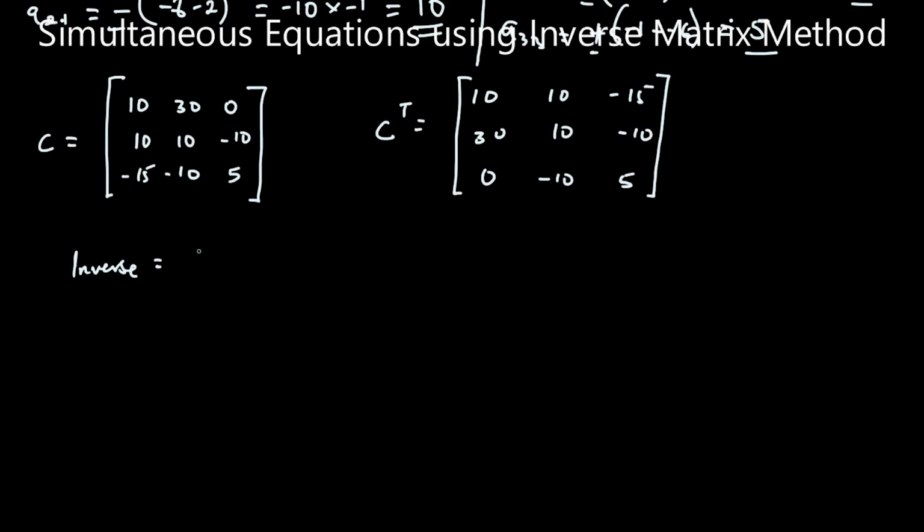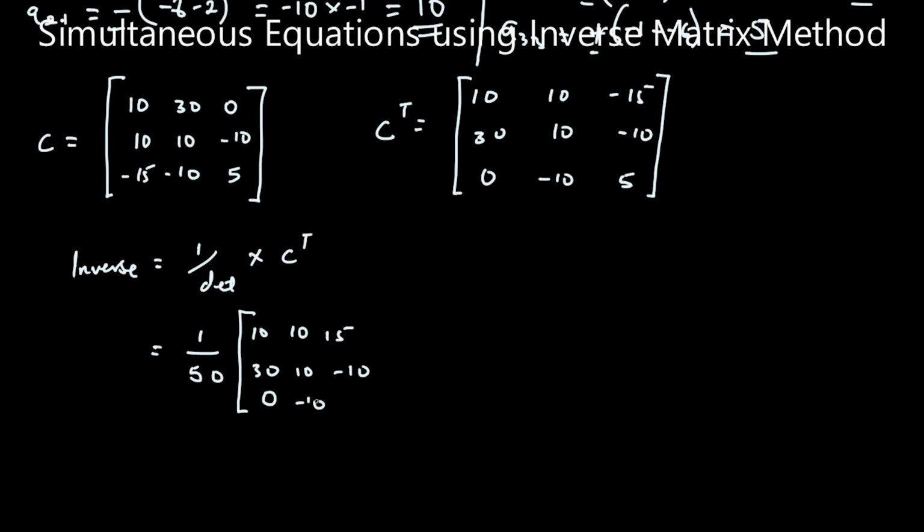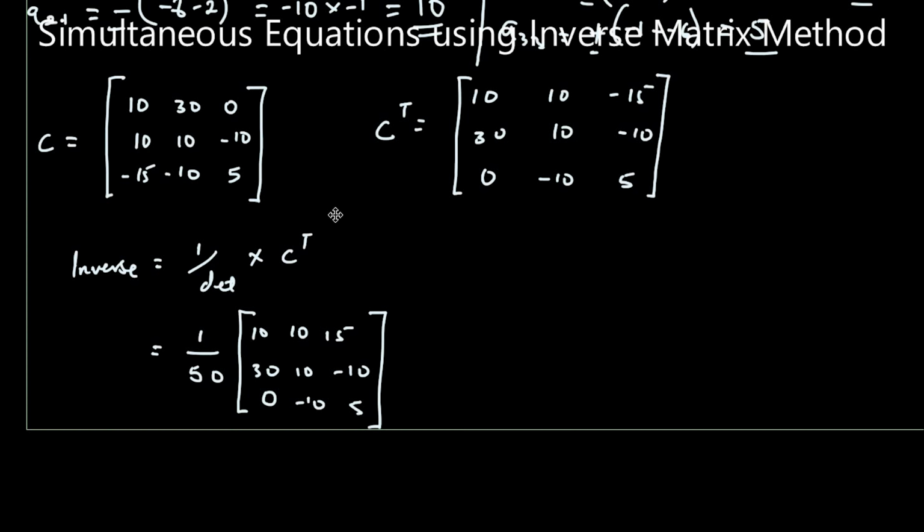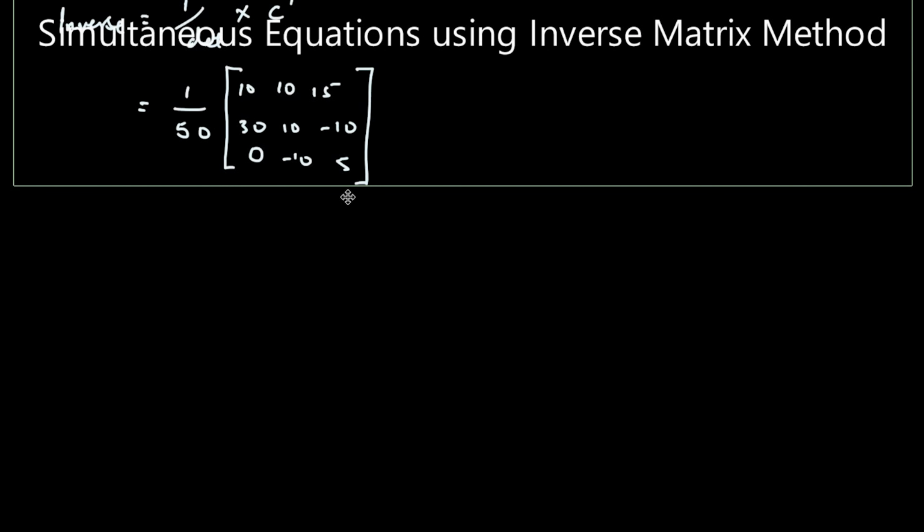So that now our inverse is going to be given by 1 all over the determinant multiplied by CT. Remember the determinant was 50, so 1 all over 50, multiply everything by 10, 10, minus 15, 30, 10, minus 10, and 0, minus 10, 5. This becomes the inverse of the matrix formed by the simultaneous equations that we had.